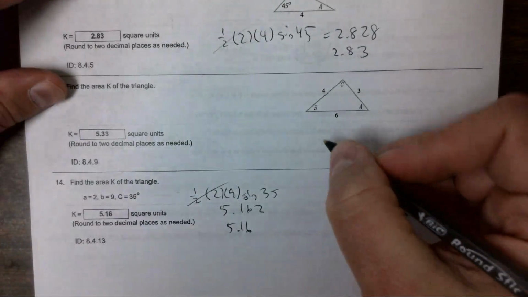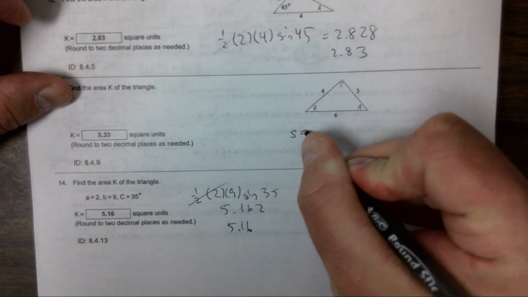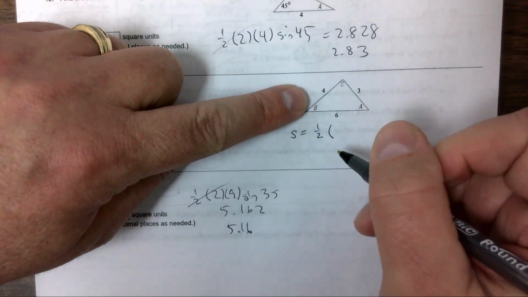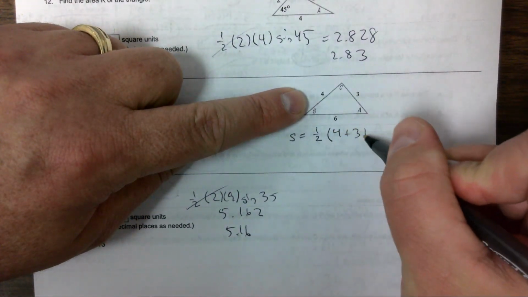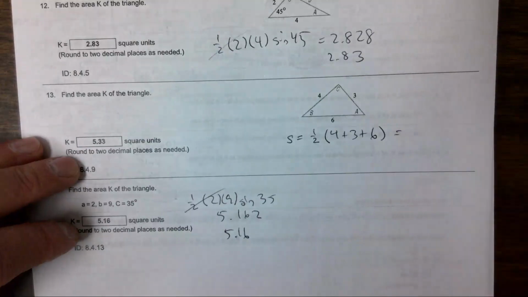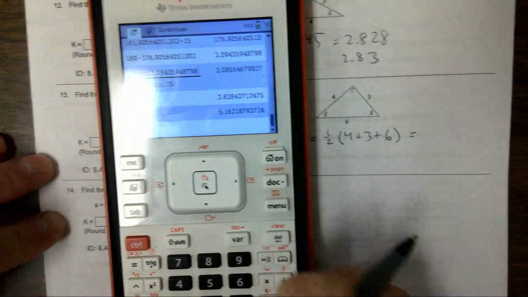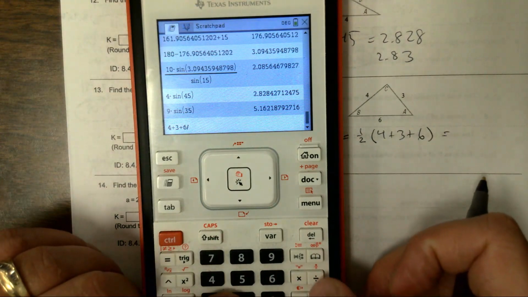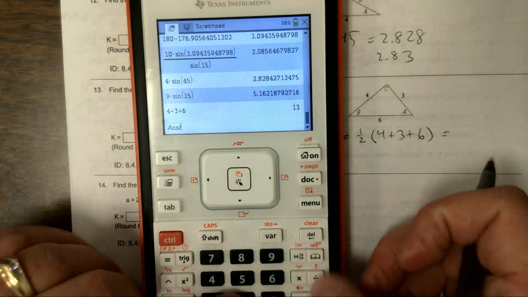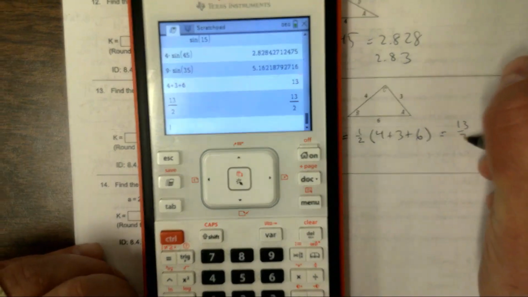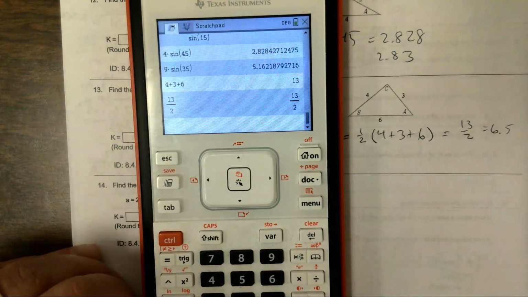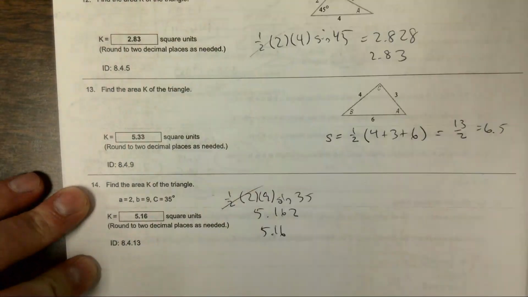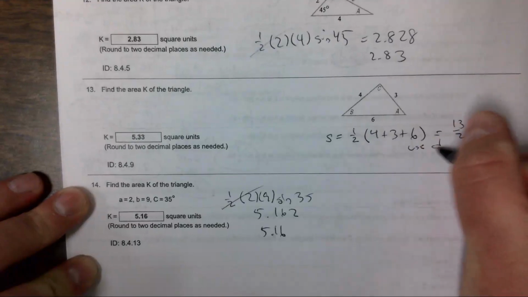Okay, so now let's do the back, to 13. Your side formula, the first thing is we want to do S equal half of the addition of the side lengths, 4 plus 3 plus 6. So I would type 4 plus 3 plus 6, press enter, then divide by 2. That's 13 halves. Or you could put 6.5. I know in this problem it's going to be easier if you use a decimal. So use a decimal.